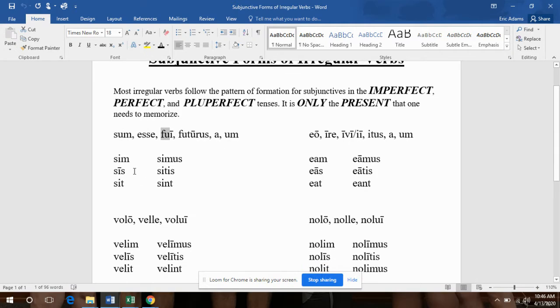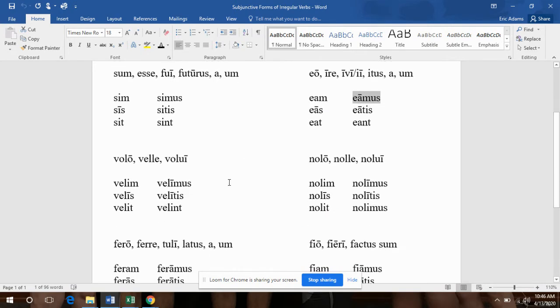So here are the present subjunctives for sum, esse: sim, sis, sit, simus, sitis, sint, instead of sum, es, est, sumus, estis, sunt. Over here, eam, eas, eat, eamus, eatis. That form there, if you've ever gone to the convention, you would say it: eamus aquilae, and it has the translation "let us go," or "let's go Eagles," and that's why we use the subjunctive form.